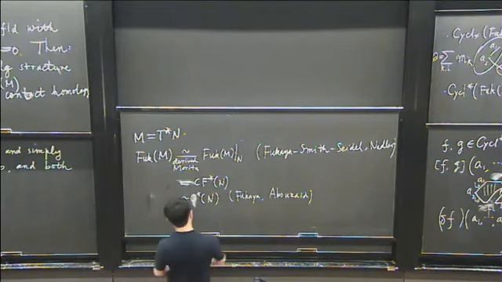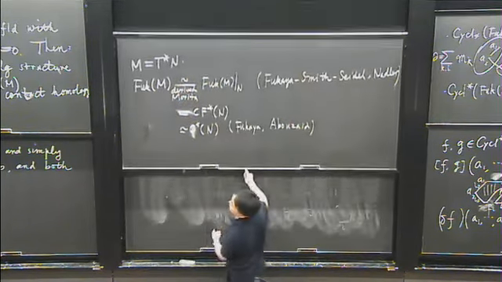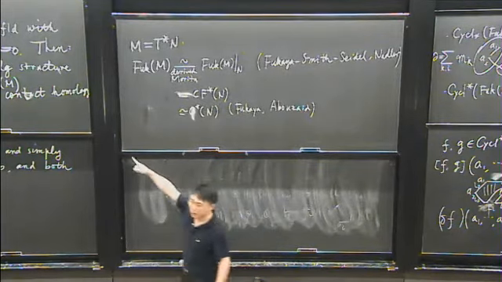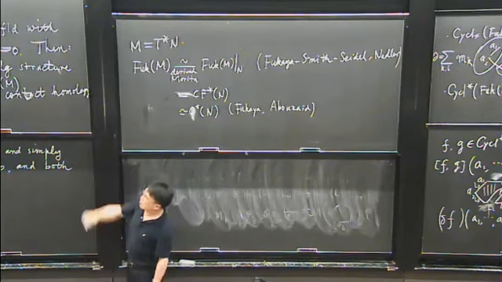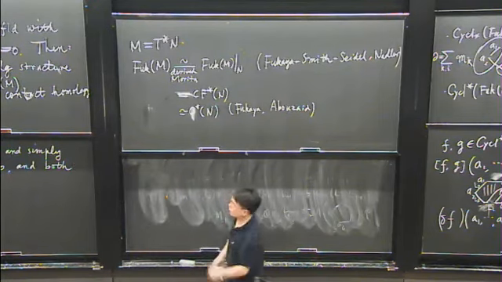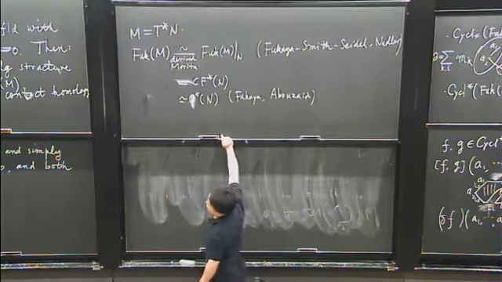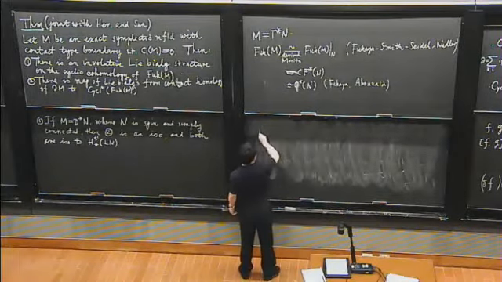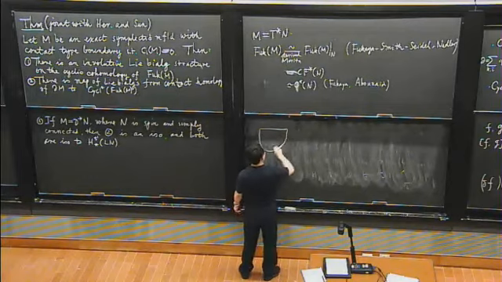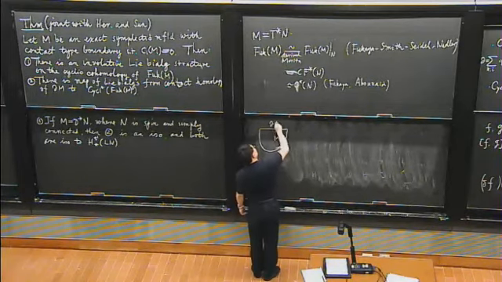I'm running out of time. So now we proved statement 1 and half of statement 3. Now let's go to statement 2. Here we assume that M has a boundary. So it's something like this. This is M, this is the boundary of M.